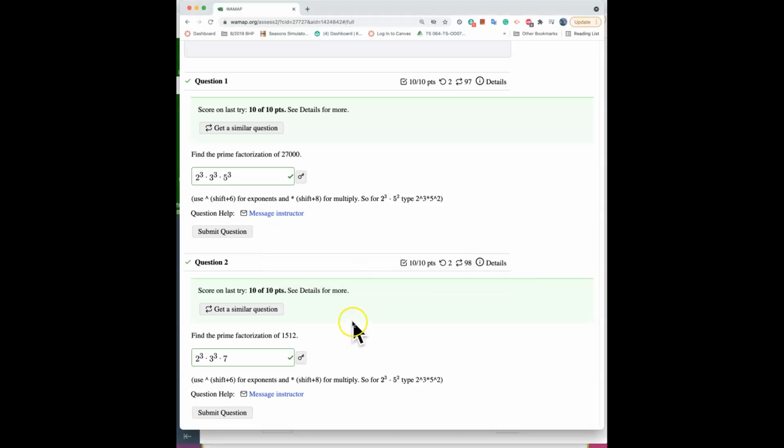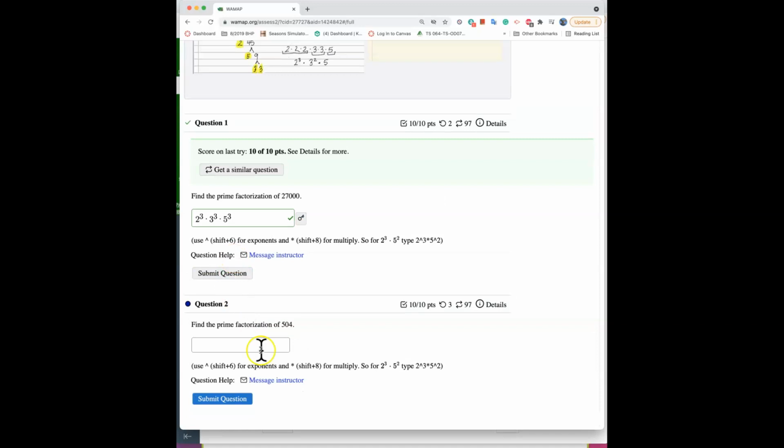So go ahead and try it. You can try a similar problem on your own at WAMAP. And if you get stuck, message me from inside using the message instructor button.